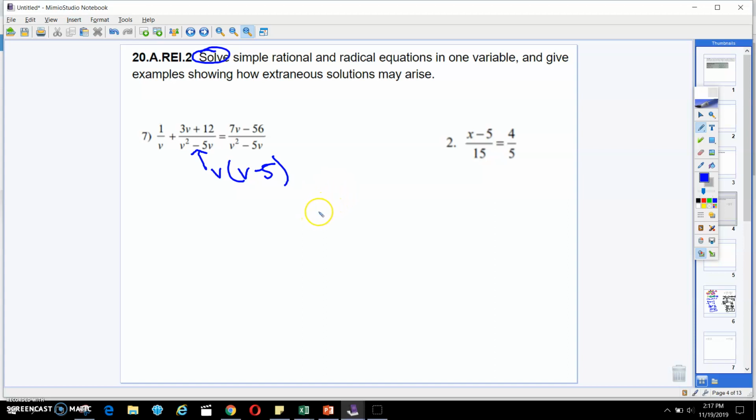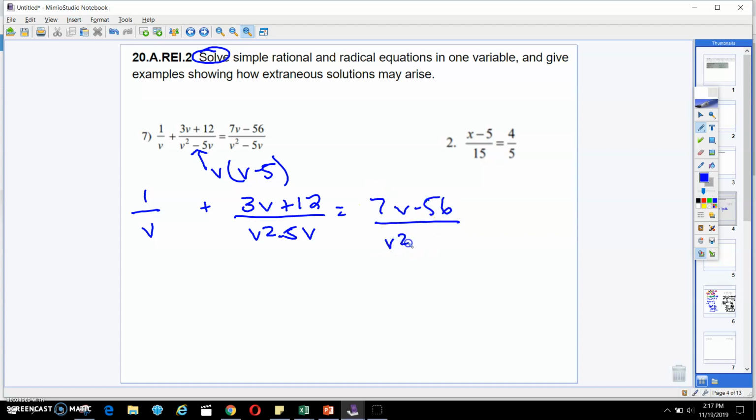Okay. And then I'm going to take that and I'm going to multiply it in all of the numerators. So this will be 1 over v. I'm essentially going to rewrite the original problem. So I'm rewriting the original. And then I'm going to take v times v minus 5 and multiply it by everything.